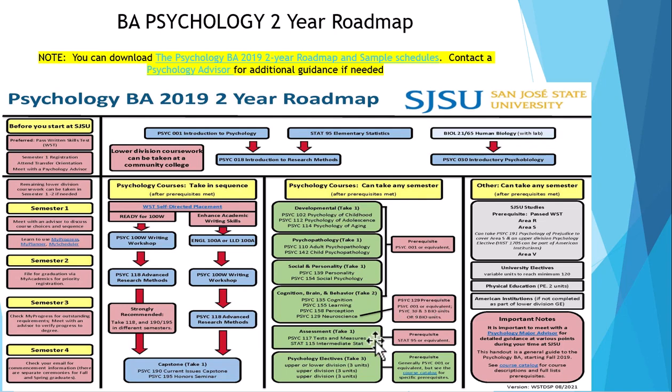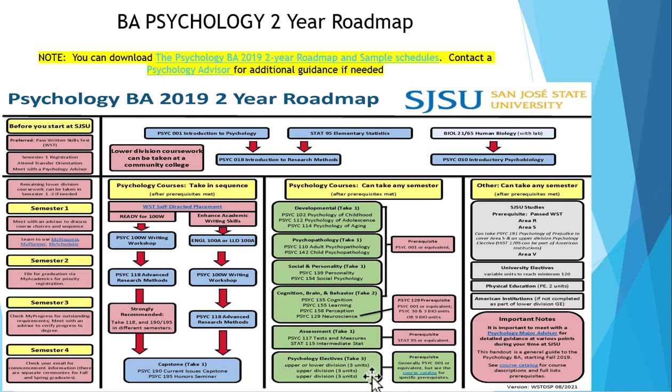In this box are the upper division assessment classes. The prerequisite to take those courses is Stat 95. And then down here, the last box are your psychology electives. All psych majors are required to complete 3 electives in psychology.